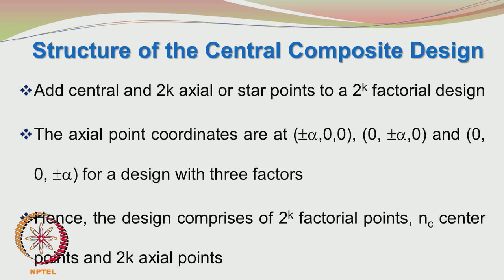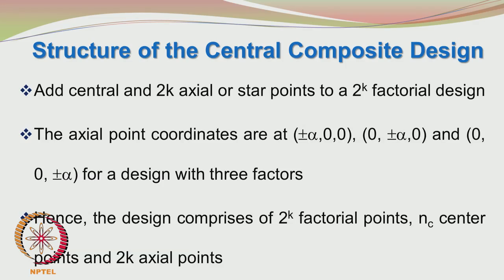So, what we do is we add center and 2k axial or star points to a 2 power k factorial design. Suppose you have a central composite design with 3 factors, then you locate the axial points at plus or minus alpha, 0, 0; 0, plus or minus alpha, 0; and 0, 0, plus or minus alpha. How to determine the alpha is an important question. We will answer it shortly. So the design comprises of 2 power k regular factorial points, nc center points and 2k axial points.